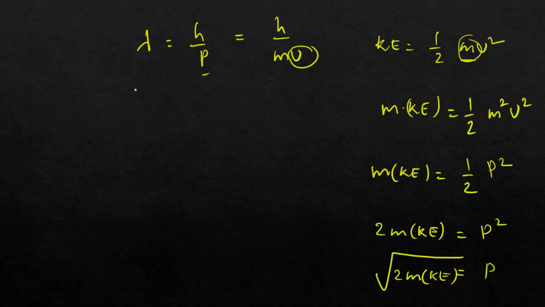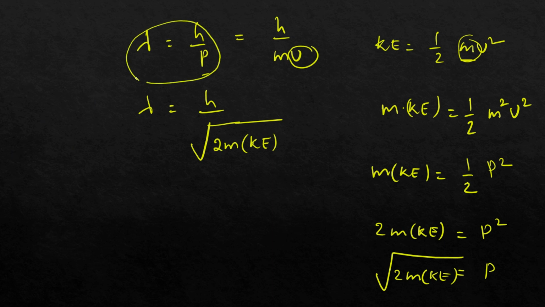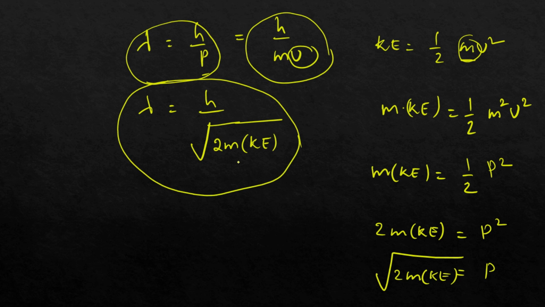If you substitute this p value in the wavelength, lambda will be h by square root of 2m KE. This is one another equation. So first equation, lambda is h by p, second, lambda is h by mv, and third, lambda is h by square root of 2m KE.